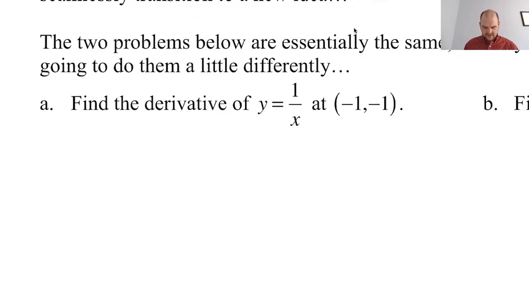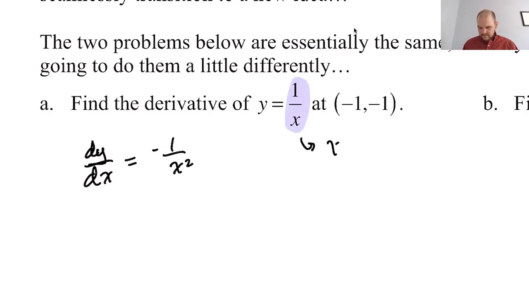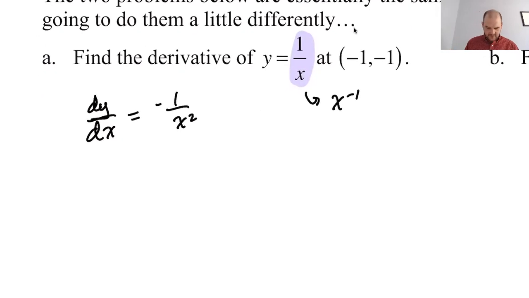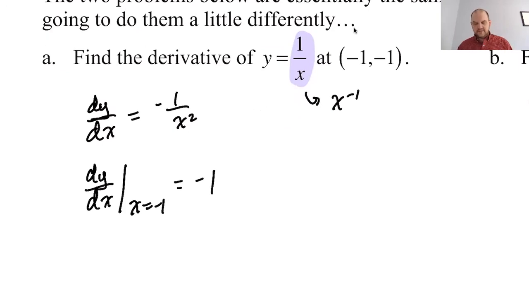So let's do this. All right, so I'm going to say dy/dx is -1 over x squared. When I see this thing, I always immediately think x to the negative first, so that I can just power rule it and think it through in my head. So that's the derivative, and then dy/dx such that x equals -1 is going to give me -1. Not a big deal.